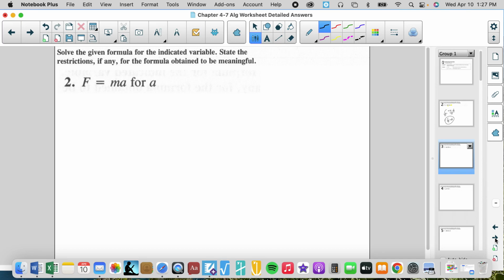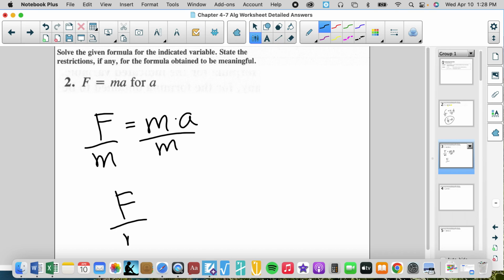We're going to solve for A. We have force equals mass times acceleration. So if we solve for A, it is being multiplied by m. The inverse of multiplying by m is dividing by m. So force divided by mass will create acceleration.